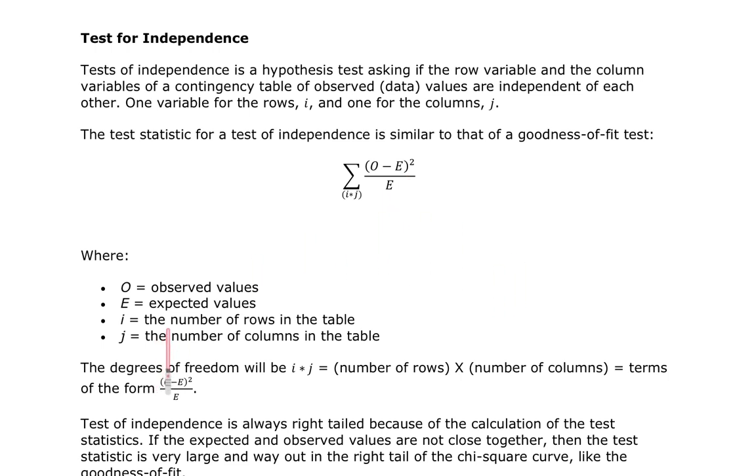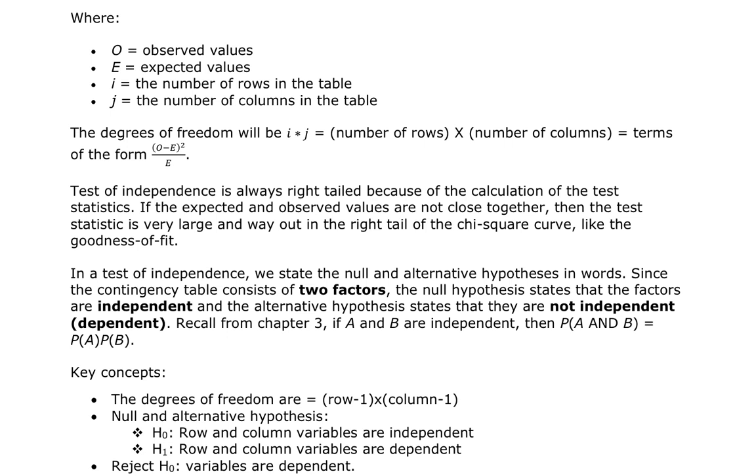Now, the thing is that we're going to do it by rows and columns, and we're going to need to build a table, and this is going to be a lot of fun. The degrees of freedom will be the number of rows times the number of columns, and it will be in the terms of this. The test for independence is always right-tailed because of the calculation of the test statistic. If the expected and the observed values are not close together, then the test statistic is very large and way out to the right of the chi-squared curve, like the goodness of fit.